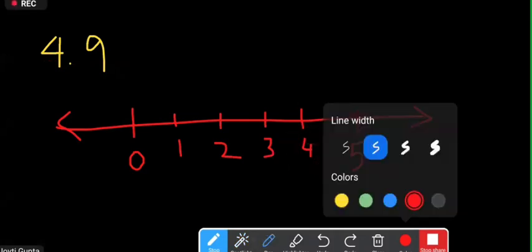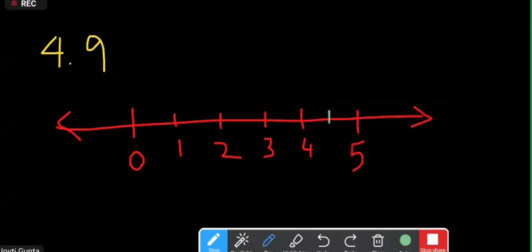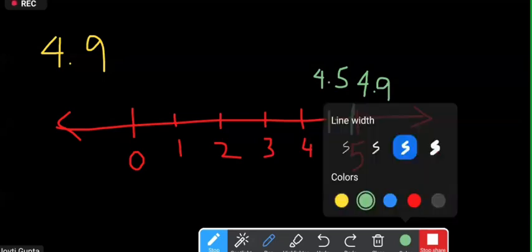So 4 and 5 means 4.9. The midpoint is 4.5, because after 4 you have 4.1, 4.2, 4.3 this way, and then the midpoint is 4.5. 4.9 should be somewhere here, 4.6, 4.7, 4.8, then 4.9. Clear? Now next, suppose we have a fraction. Suppose we have a fraction 12 by 5.